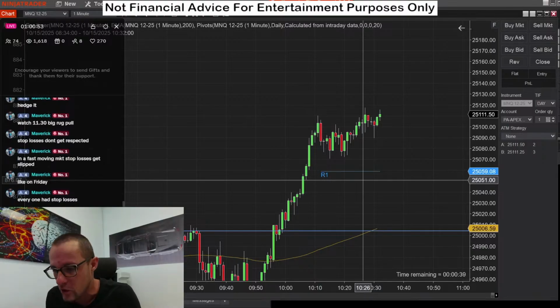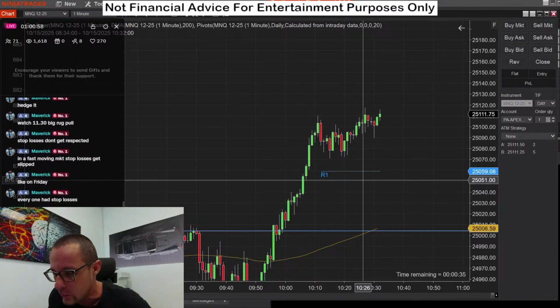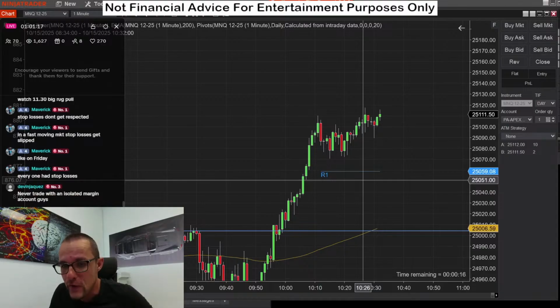Because with a cross margin account, your whole balance, your whole account is at risk. So if something like Friday happens and all the algos are trying to get out, you're trying to get out, nobody can get out because there's nobody on the other end trying to buy your position. So you're getting slipped like crazy. And your whole account is at risk, right? You can lose a fat chunk of your account getting slipped.